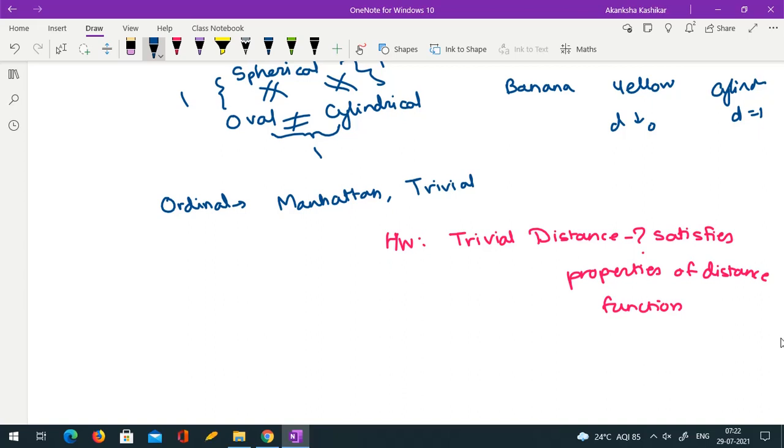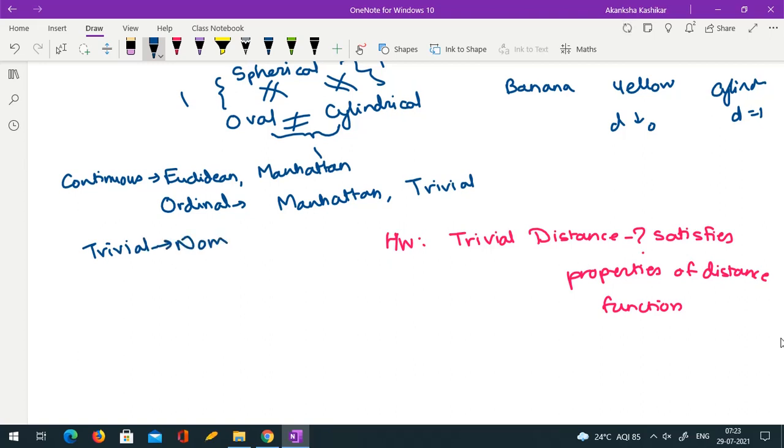Okay. So this Euclidean distance is going to be mainly used for continuous variables. Manhattan distance can be used for continuous or ordinal categorical data, and trivial distance will be used for nominal categorical data. When you have binary data, there are further issues.